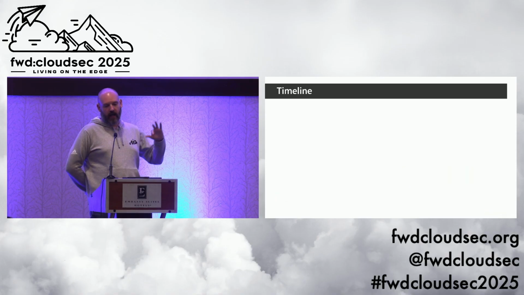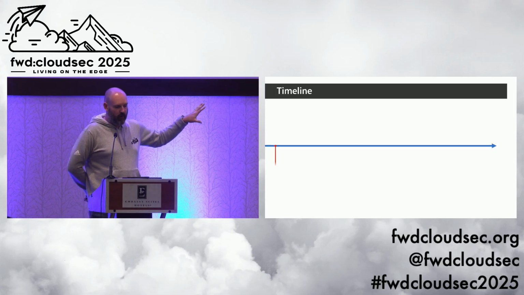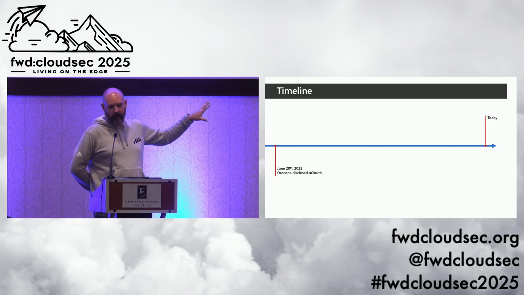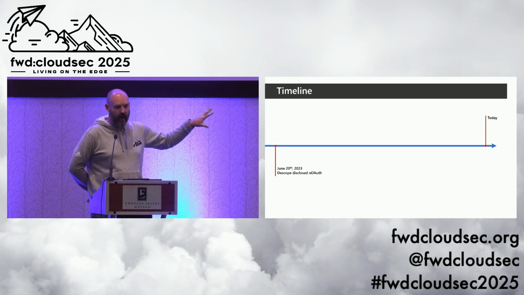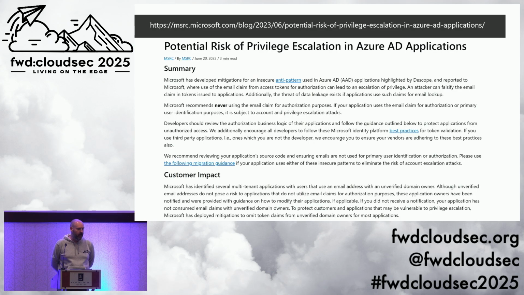We'll be hopping back and forth to a timeline here. So far what we know is June 20th, this was disclosed, and then we have today. And sort of like, who cares? This is now a 2+-year-old vulnerability. But I think there's some interesting things going on here, unfortunately, with NoAuth.